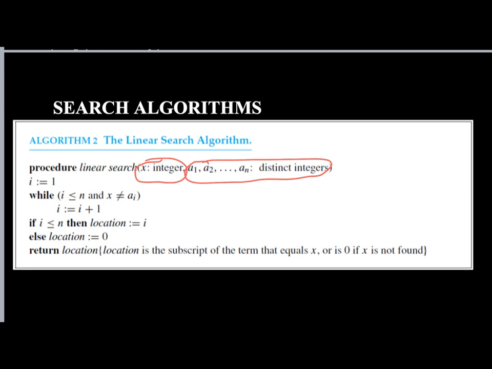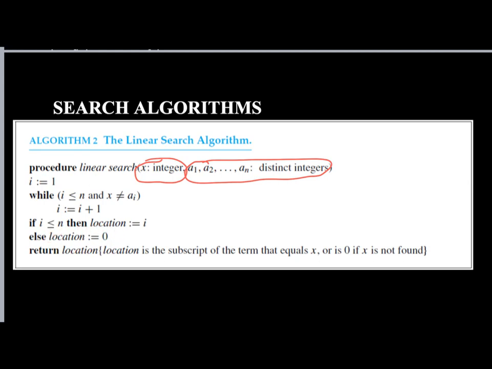Okay? What this is saying is, it checks two things. First of all, it checks that you're not at the very end of your list. And it also checks that you haven't already found the integer you're looking for. It checks that x is not equal to a sub I. As long as you're not at the end of the list and you haven't found your integer, then it says the index increases by 1. That is, you move on to the next number. So once we get out of the while loop, we have a conditional. If I is less than or equal to n, that is, if we're at one of the places in the list, then assign the location variable to be I. Otherwise, it's going to return 0.